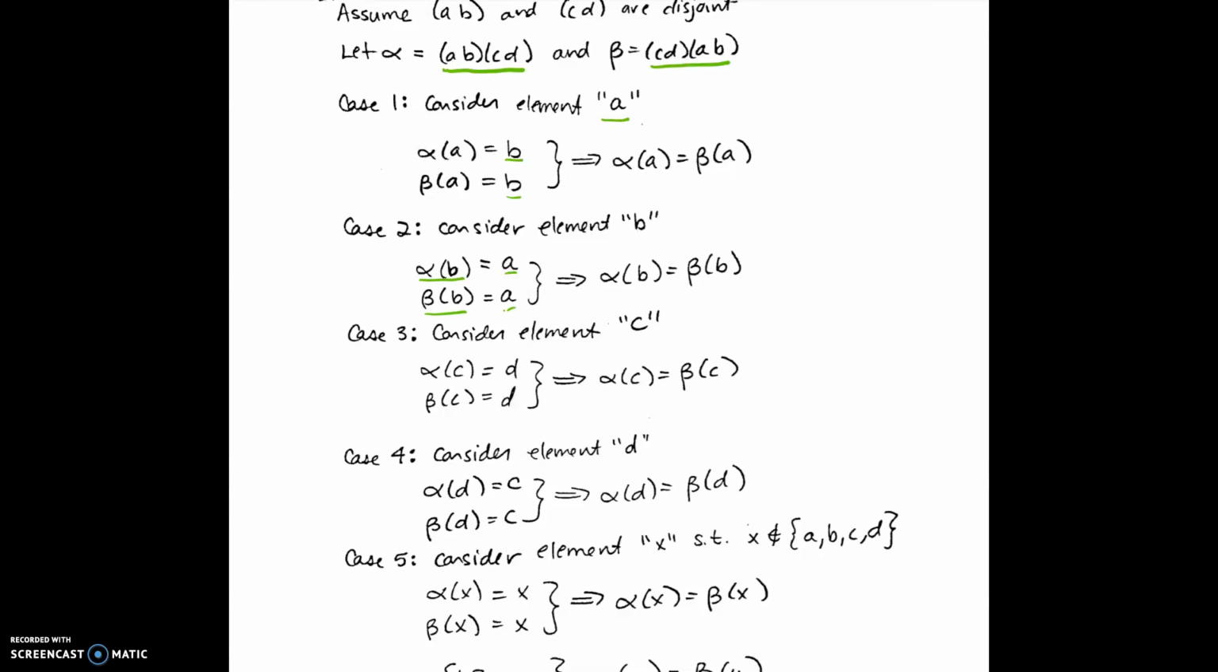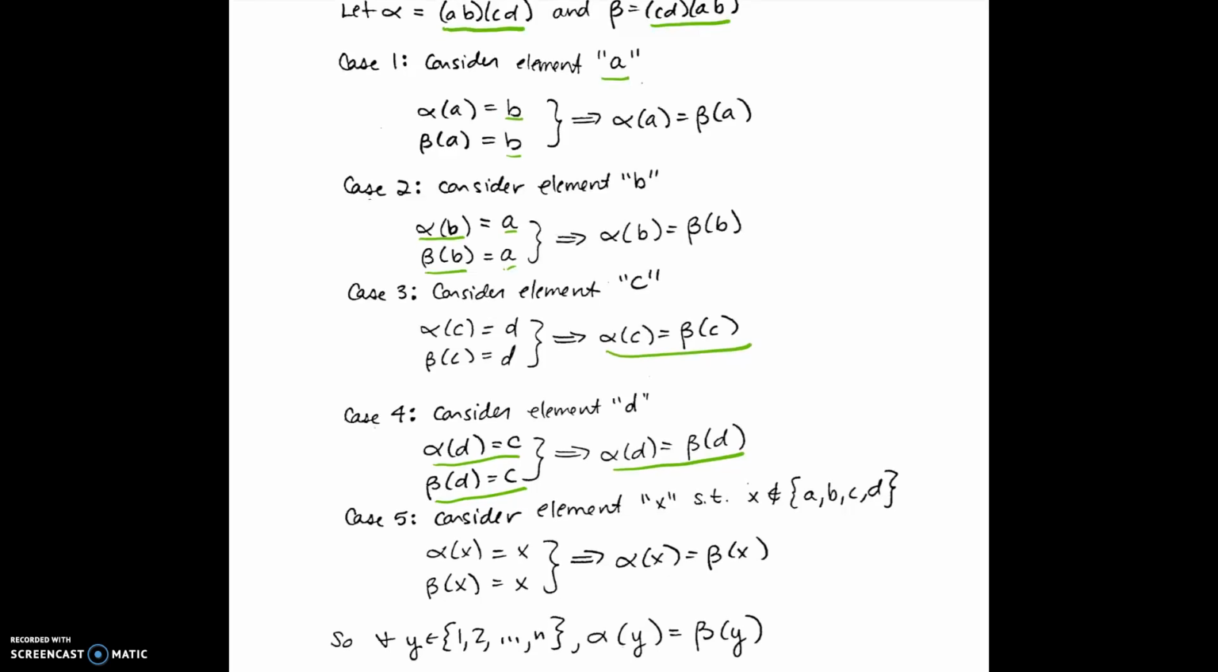So case 3, consider element C. Same thing, alpha of C equals D, beta of C equals D, so they're equal to each other. If I do the same thing with the element D, I get that alpha and beta, again, are equal. So now let's consider some element that's not in either one of the 2 cycles. So we're going to call it X. Consider some element X such that X is not A, B, C, or D.